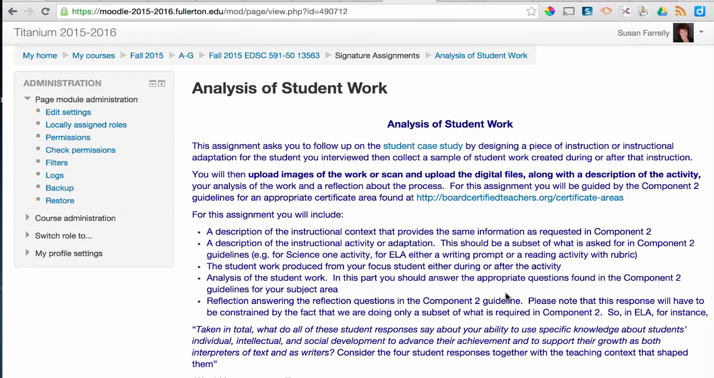Now, this is a greatly pared down version of Component 2. In Component 2, you're asked to analyze multiple students' works on multiple activities. This is one instructional activity and one student. But we can still use the questions that are produced in the guidelines to guide our analysis and reflection.